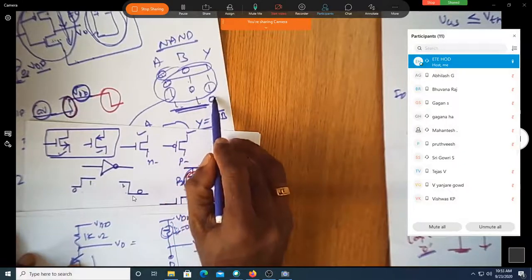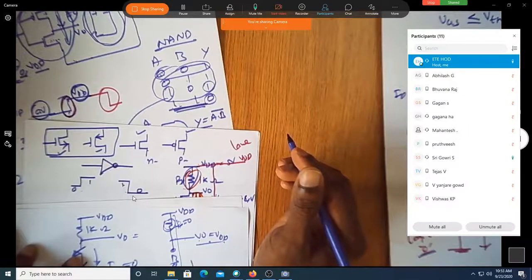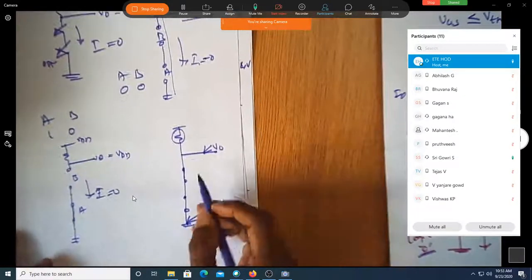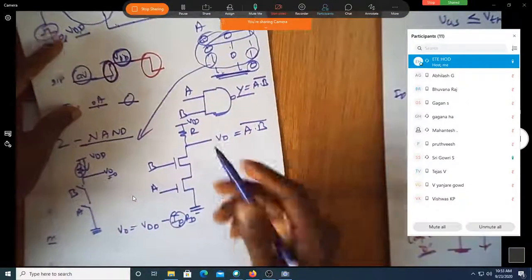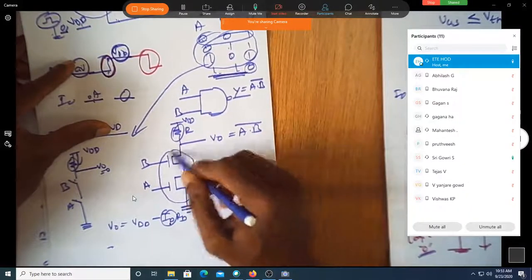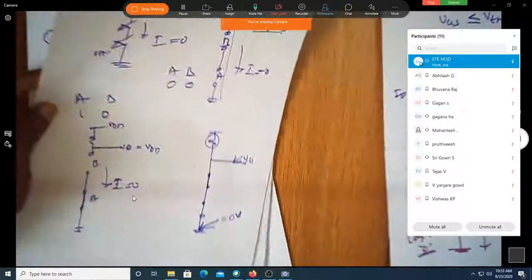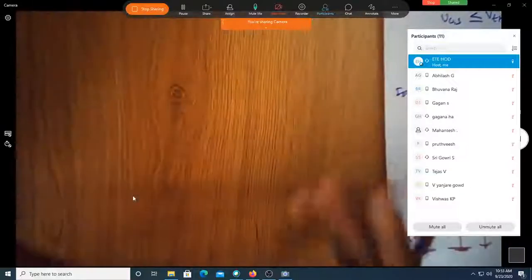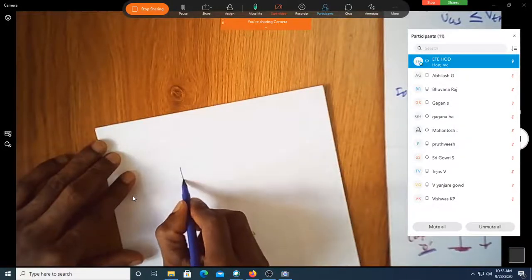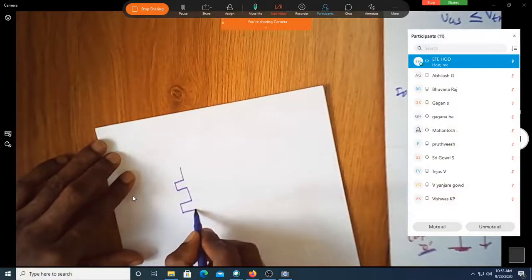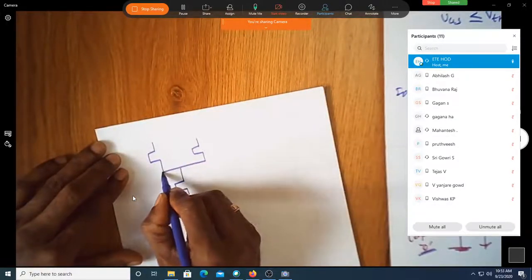When it is 1, 1, the output is 0. Correct? Yes, sir. So this way we can implement a NAND gate using a resistor and two NMOS transistors. So I will give you an assignment. I will try to implement the same thing using a CMOS structure. Just give me for all four combinations whether it is possible to verify the NAND gate operation or not.